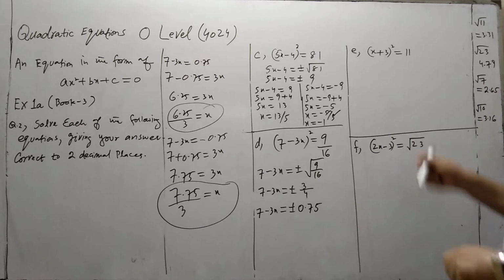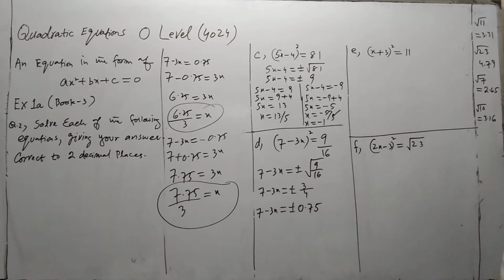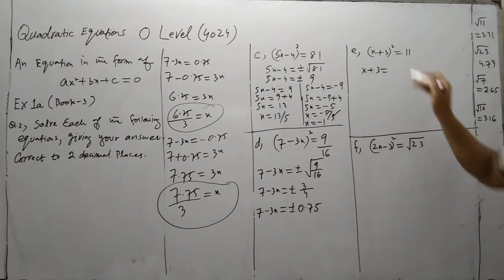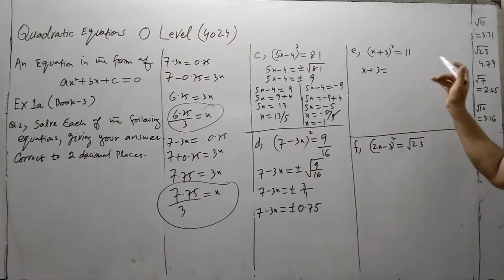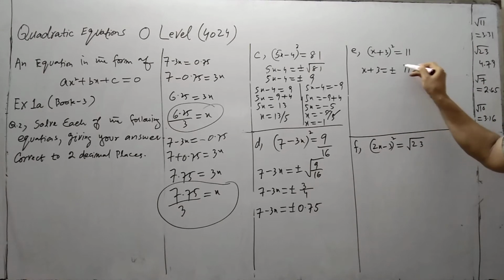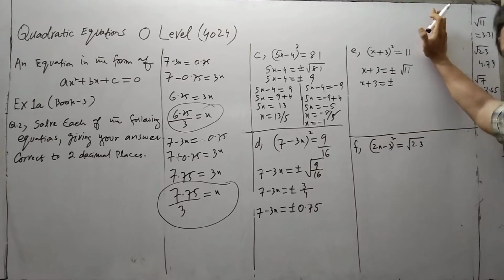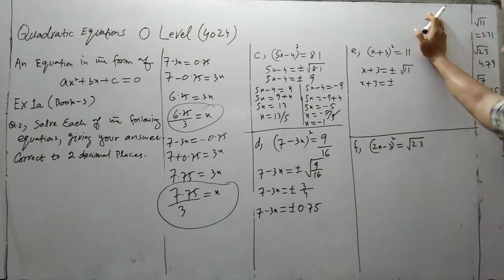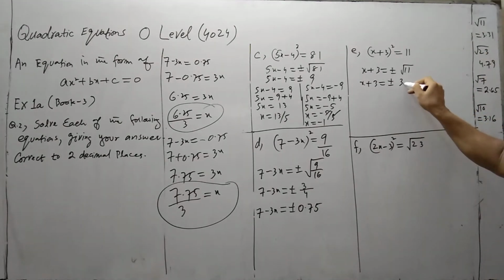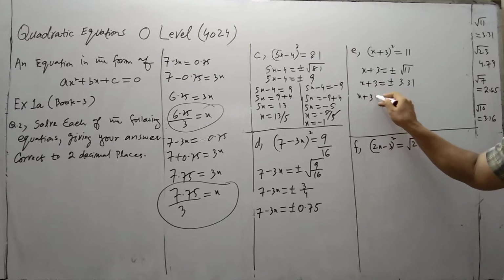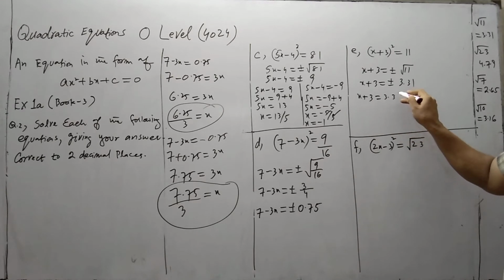See the next part. Look at this part E. x plus 3 whole square is equal to 11. Taking the square root on the other side, with plus minus root 11. Use your calculator to find the square root of 11. What is the square root of 11? It is 3.31. So x plus 3 is equal to 1 time 3.31.